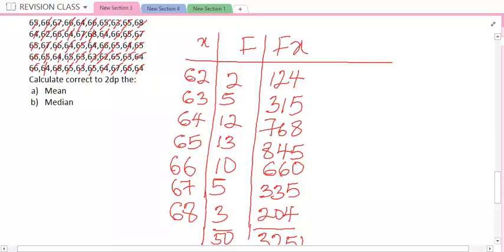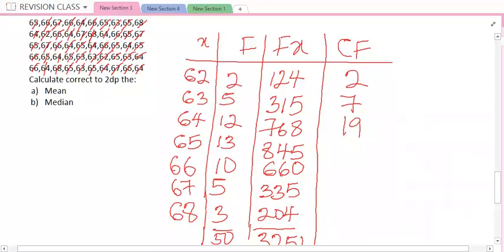The next question says we should calculate the median. And I always tell you, if you want to calculate the median for a simple frequency distribution, you need to open CF. And CF means cumulative frequency. So how do you calculate cumulative frequency? You add up the frequency. For the first one, it has not cumulated, so you have 2. For the second one, 2 plus 5, that will give me 7. The next one, 7 plus 12, that will give me 19. 19 plus 13, that will give me 32. 32 plus 10, that will give me 42. 42 plus 5, that will give me 47. 47 plus 3, that will give me 50.